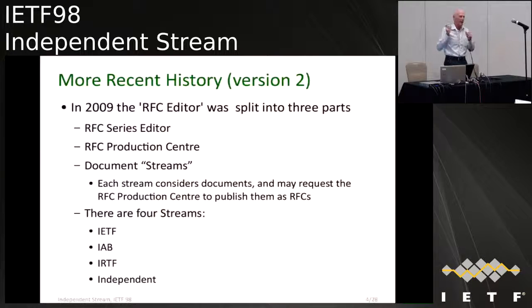And the IAOC have yet another different idea about what publisher really means. And we'll set up four document streams. What they meant by a document stream was an organisation which will produce documents, approve them for publication as RFCs, and pass them to the production centre. So there are four of those streams.